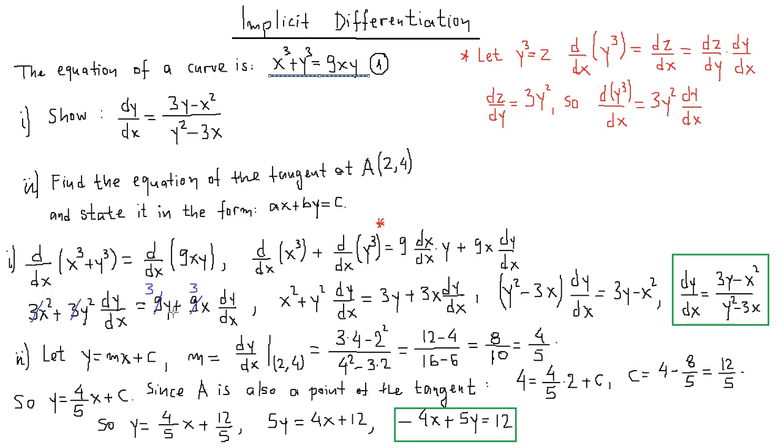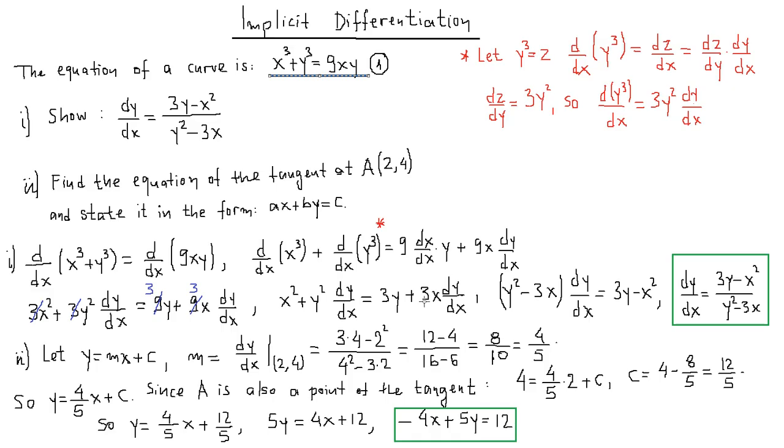Now we substitute this result here, and we eliminate 3 from the left hand side by dividing everything by 3. So we have x squared plus y squared dy upon dx equals 3y plus 3x dy upon dx.